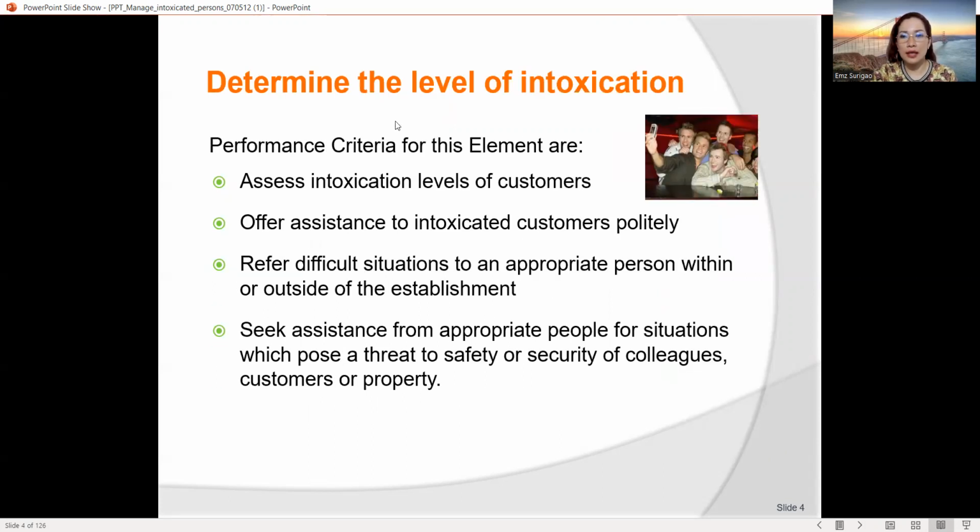How to determine the level of intoxication? Here are the performance criteria in this element. Objectives: assess intoxication level of customers. Offer assistance to intoxicated customers politely. Refer difficult questions or situations to an appropriate person within or outside the establishment. Seek assistance from the appropriate people for situations which pose a threat to the safety or security of colleagues, customers, or property.